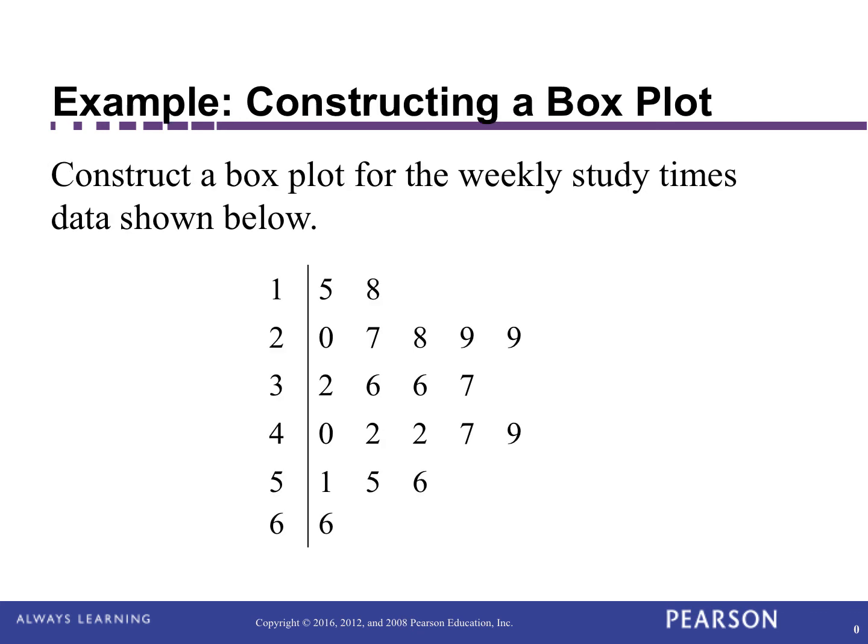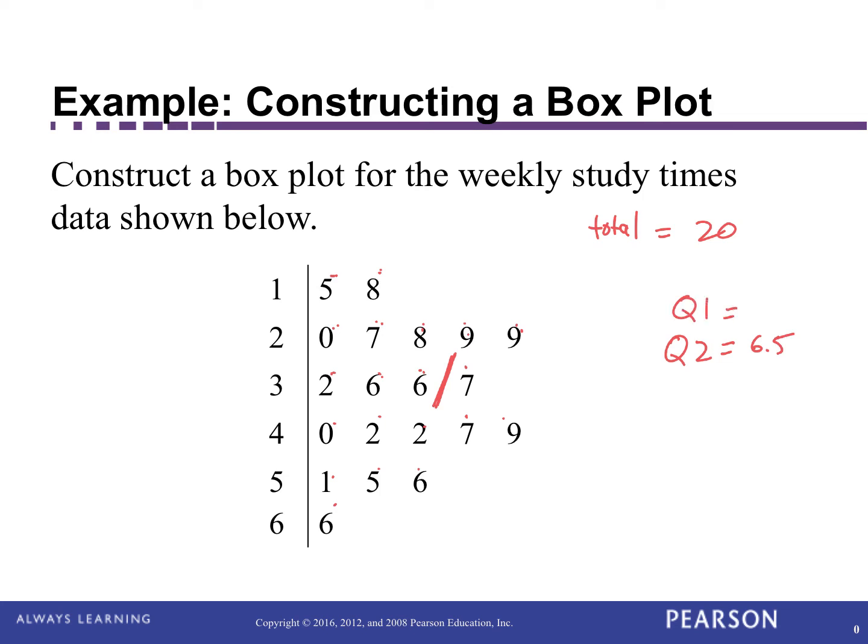Okay, so we want to construct a box plot for the weekly study times shown below. Okay, so step one, let's figure out how many numbers there are. There's 2, 4, 6, 7, 8, 9, 10, 11. So 20, so it's out of 20. So that means that the median is going to be between the 10th and the 11th. So it's right in here. So Q2 is going to be at 6.5.